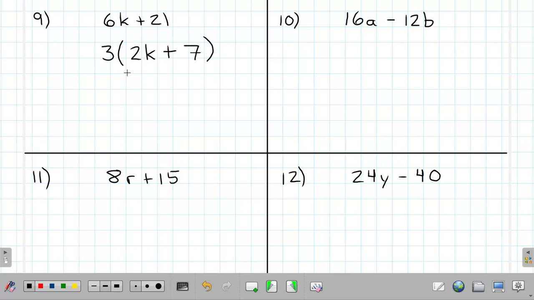And once again, if you want to double check it there, 3 times 2k, 3 times 2 is 6k, plus 3 times 7 is 21. So that's actually the factored form.